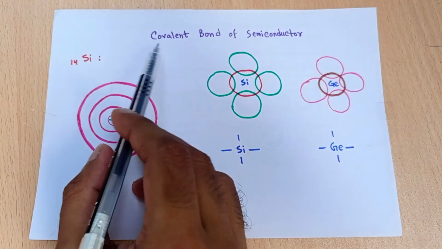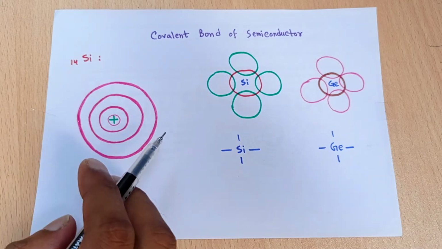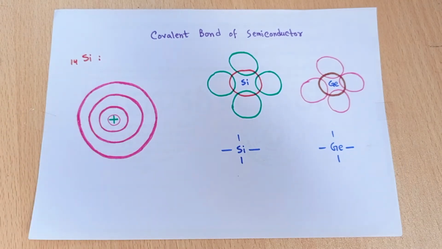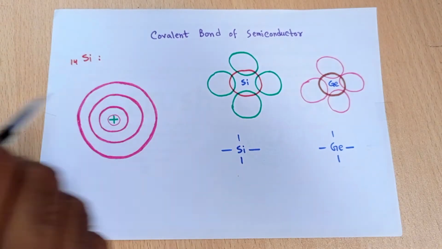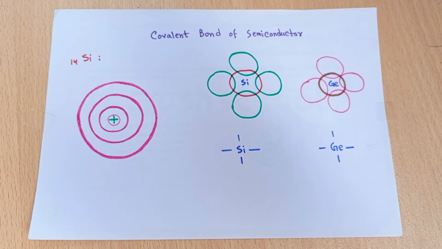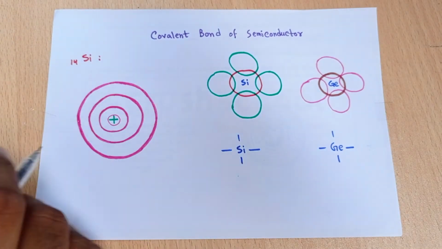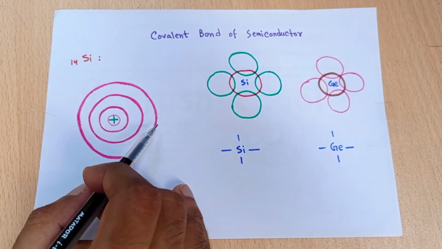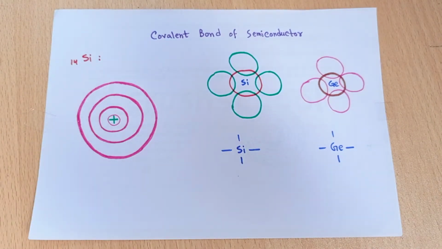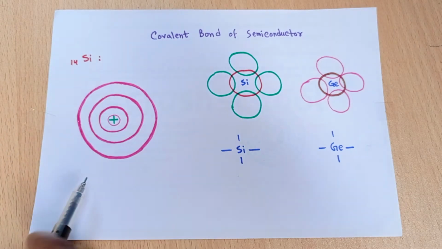But in the case of a covalent bond, they are not donating or receiving electrons from each other. They only share their outer shell electrons so that they can easily make the bond. So this covalent bond is followed by the semiconductor. There are some semiconductors which can easily make a bond to each other by using this covalent bond.